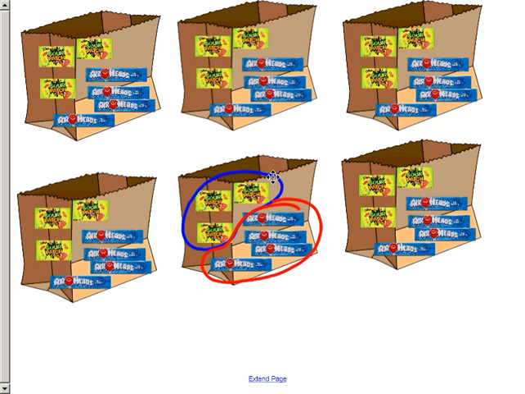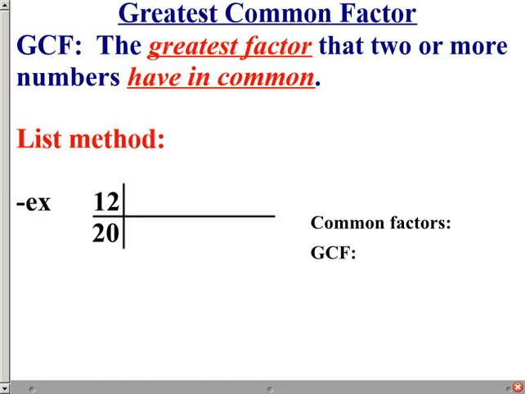Well, when you do that, what you're actually doing is called finding common factors. And in this case, we were looking for the greatest common factor, the biggest number that 18 and 24 had in common. So we usually abbreviate this GCF. GCF stands for the greatest common factor, and it means the greatest factor that 2 or more numbers have in common. And there's 2 ways we generally do this.